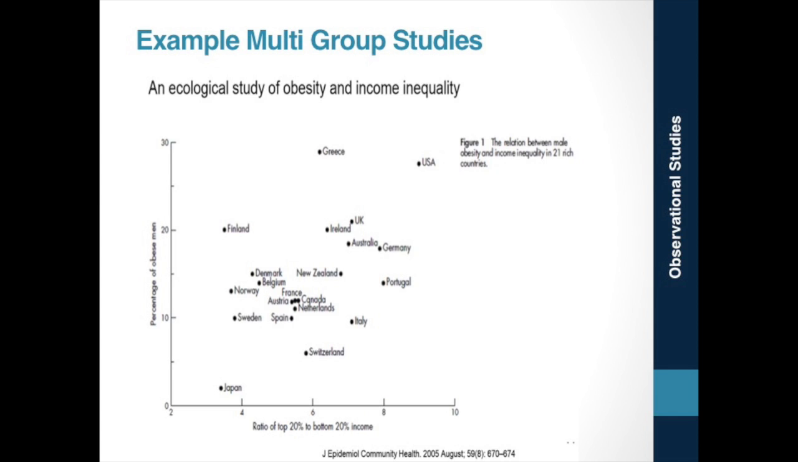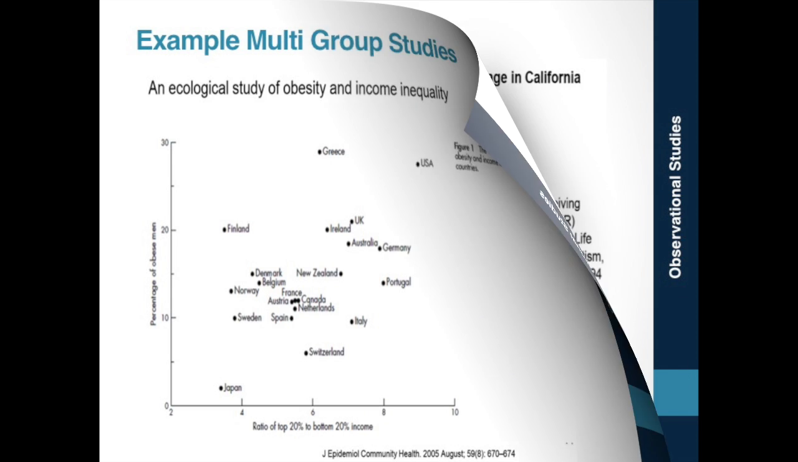In analytical multigroup ecologic studies, we set out in advance a specific hypothesis and we look for an association between the level of exposure in each group and the rate of the outcome in each group, using many groups. This is the most common ecological study design.